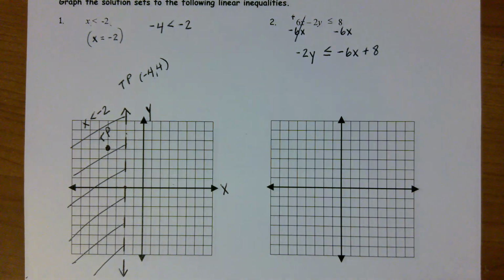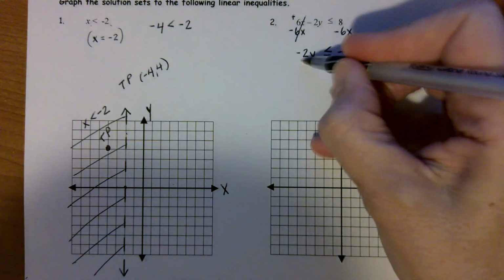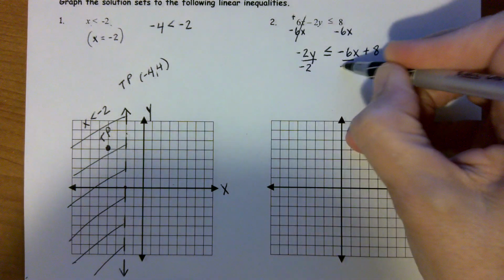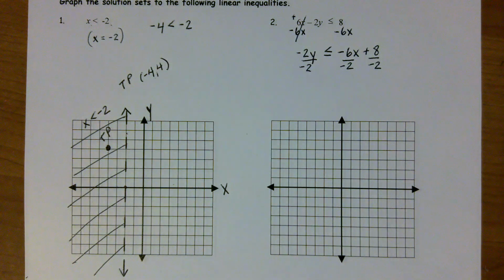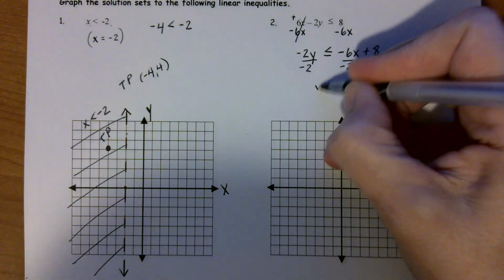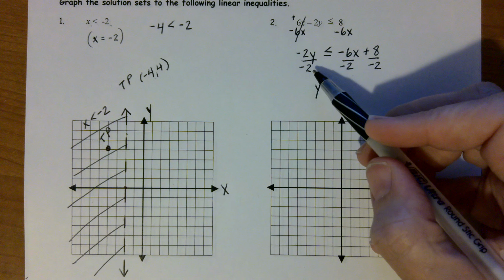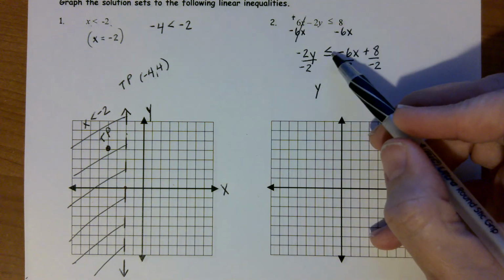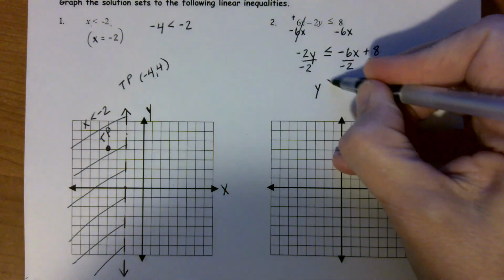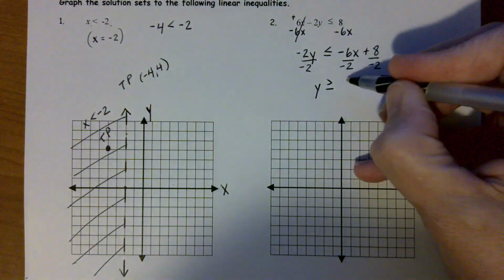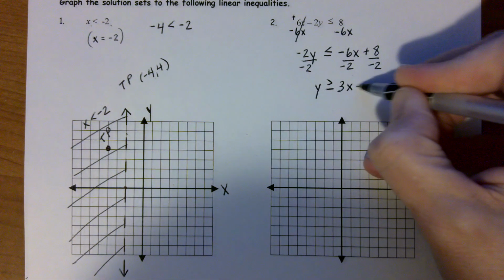I'm almost there. Instead of multiplying by -2, we're going to divide by -2. Remember, every single term gets divided by -2. So I have y, and remember, when I divide by a negative, that means the inequality sign gets flipped. So y is greater than or equal to 3x minus 4.